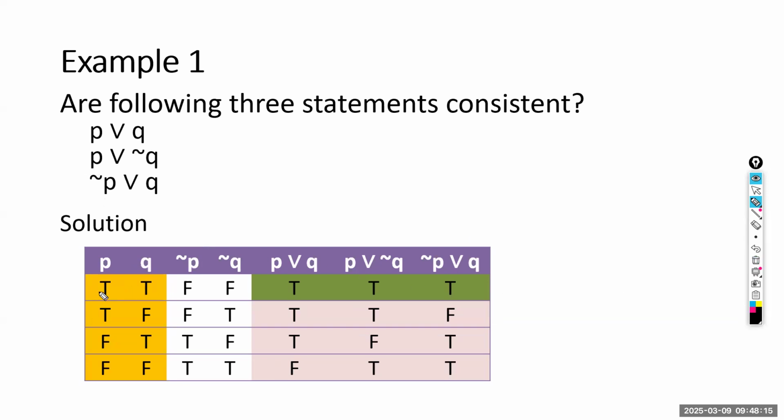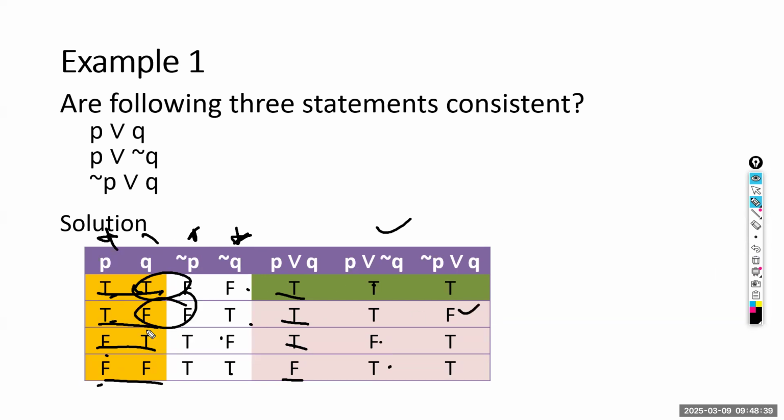P or Q: true or true is true, true or false is true, false or true is true, false or false is false. Then P or not Q, that is this and this one: true or false is true, true or true is true, false or false is false, false or true is true. Then not P or Q, that is this and this: true or false is true, false or false is false, true or true is true, false or true is true.